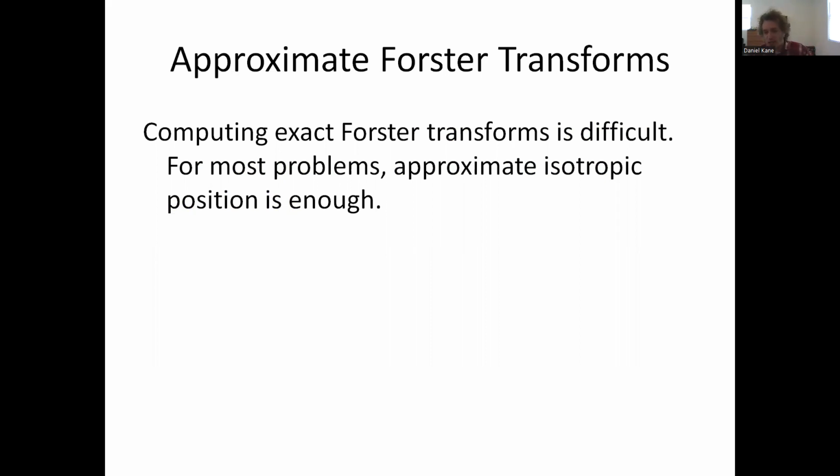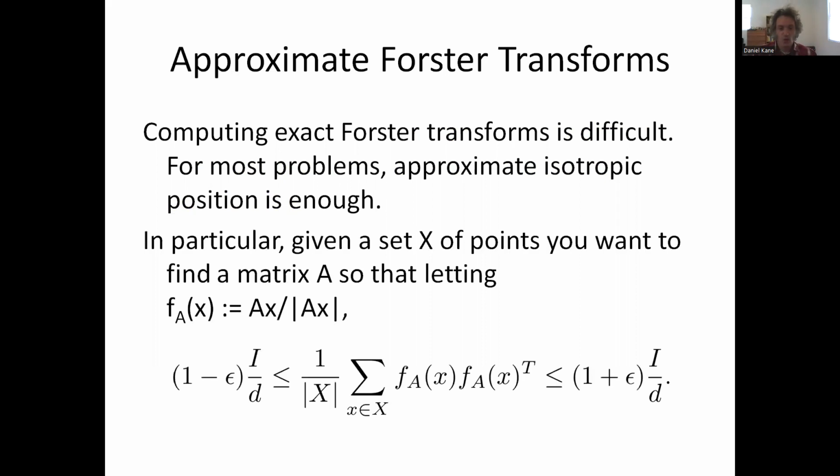Fortunately, for most applications of this, it's enough to find an approximate Forster transform. And by that, we mean we want to find a matrix A so that if we have this transformation, F_A(x) is Ax divided by the norm of Ax. Then when we renormalize the points, the second moment matrix won't be exactly proportional to the identity, but it should be close. It should be identity over d times 1 plus or minus epsilon. And note, it should be approximately identity over d, because the fact that these points are all unit norm means that the trace of their moment matrix will always be exactly 1.